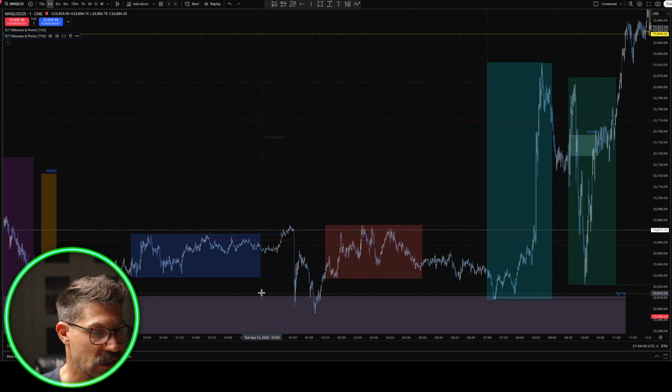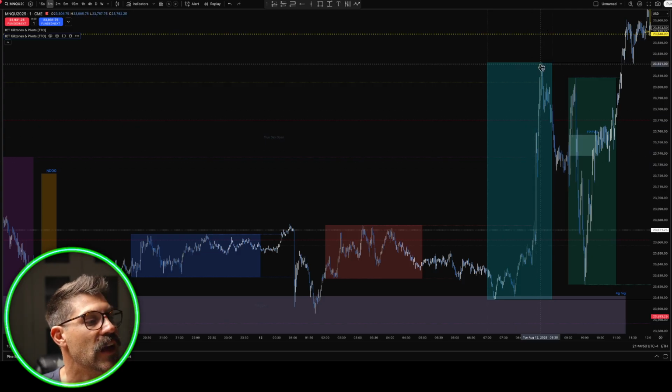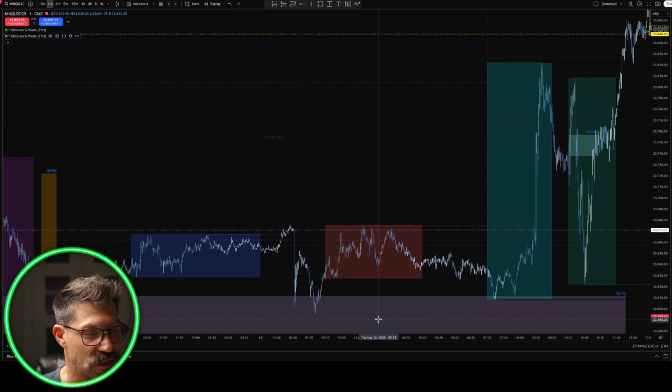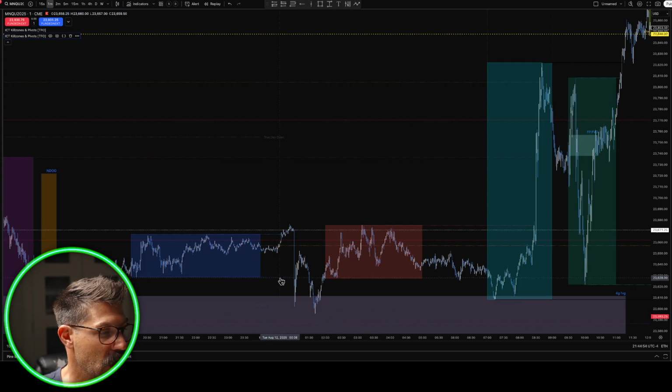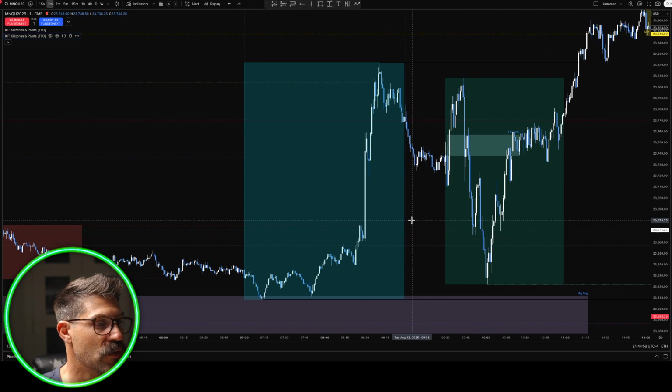So we have this accumulation here. I was looking for a manipulation up, which we got with the CPI data news report this morning at 8:30, and then I'm looking for the lows to be taken. That's what I was waiting for, market open.